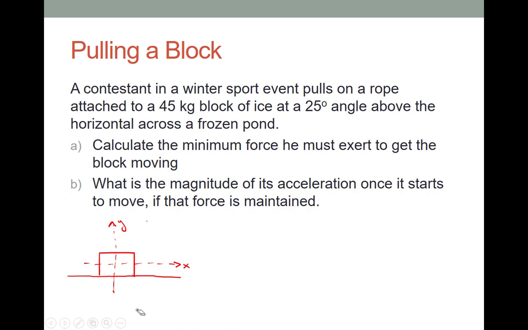I'm going to actually get rid of that arrow. Finishing out my drawing, the contestant is pulling on the block with a rope that is angled with respect to the horizontal. Again, looking at the table at the end of part 2, I see that for ice on ice, static friction equals 0.1 and kinetic friction equals 0.03.